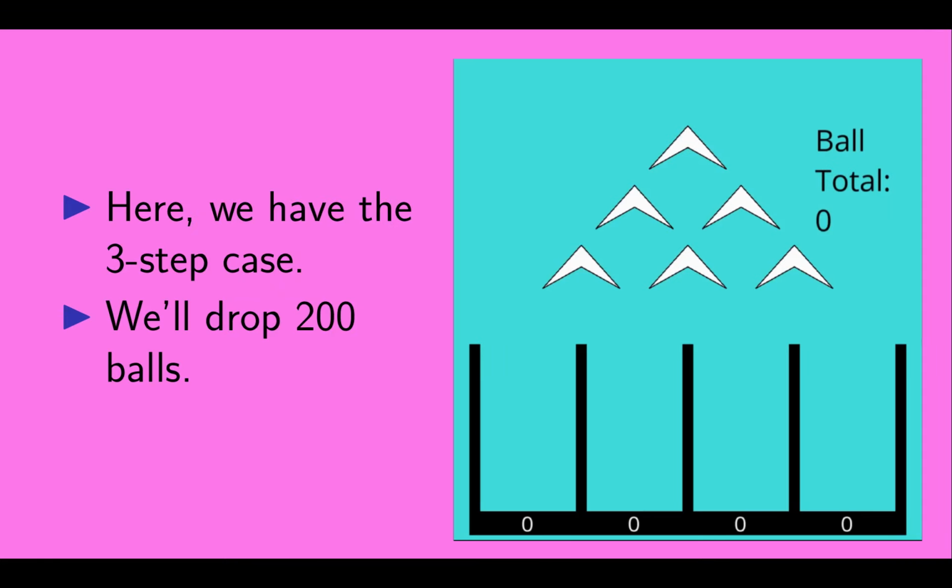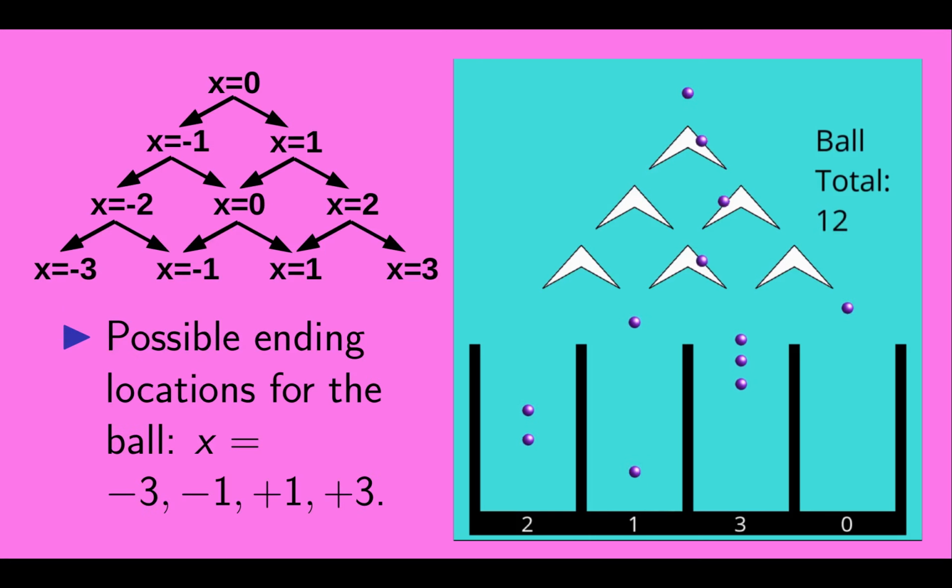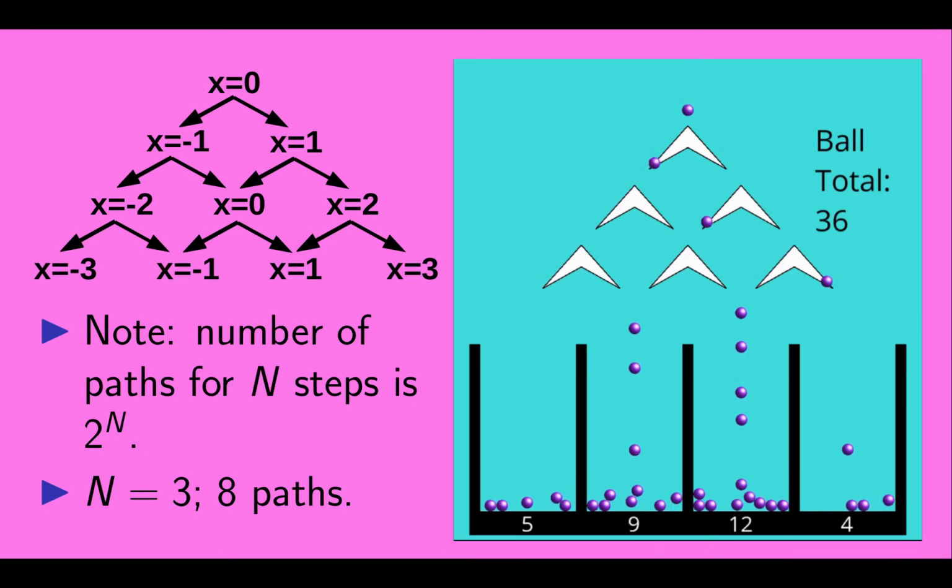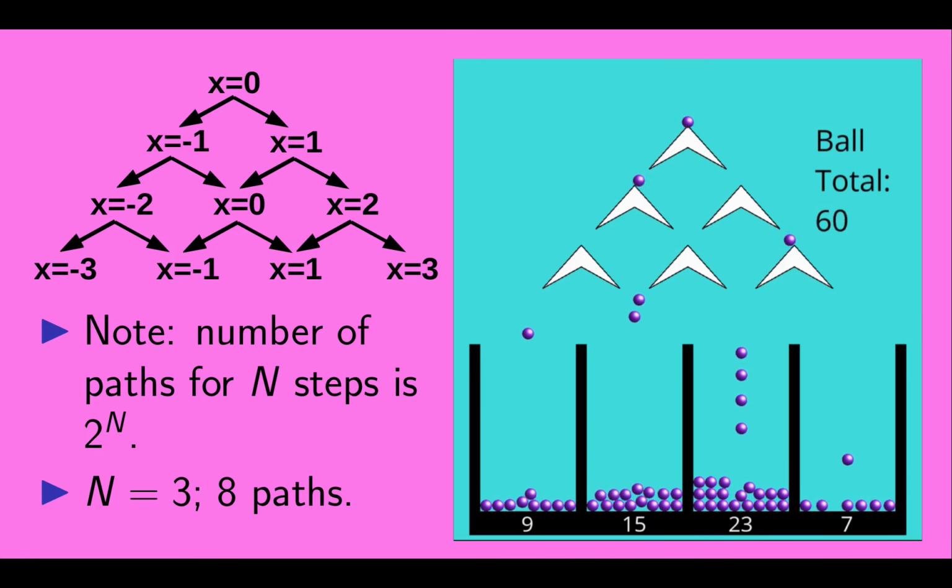Okay, now on to the 3-step random walk. Here's the layout for the 3-step case. We'll drop 200 balls. The possible ending locations are x equals -3, -1, +1, and +3. Note that for an n-step random walk, there are 2 options for the ball at each step, left or right. So the number of possible paths is 2 to the n. Here, n is 3, so we have 8 possible paths.